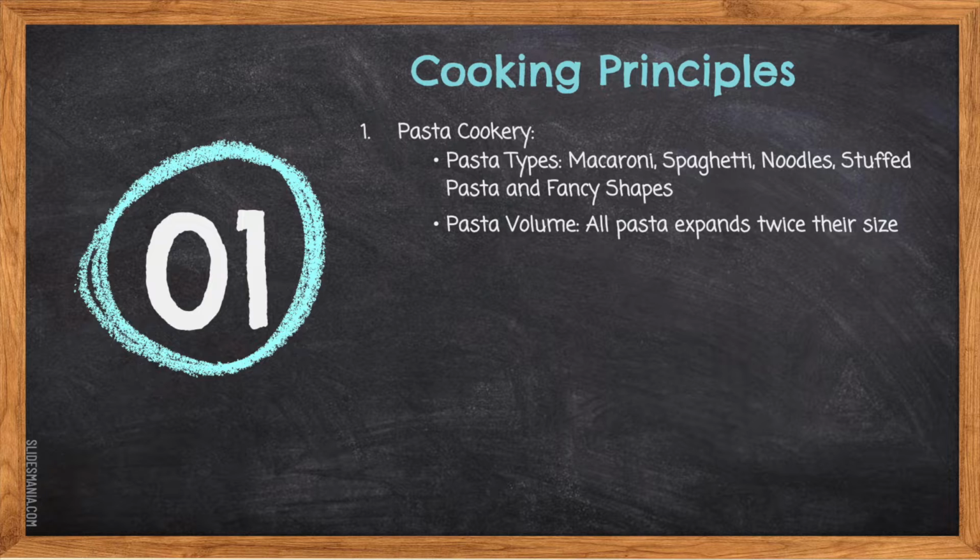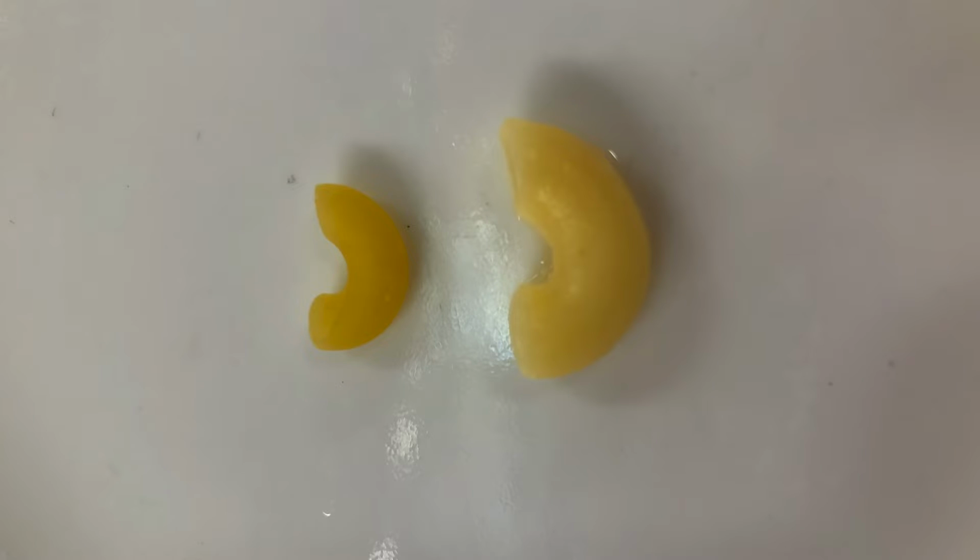Another part of pasta cookery is pasta volume. All pasta expands twice their size. Let's take a look at a side-by-side comparison. On the left, you see the original dried macaroni product. On the right, you see the cooked version. The cooked version has swelled up twice its size due to the amount of boiling water it absorbed while cooking. It also has changed in color because the transparent water has made the dark yellow color become slightly off-white.